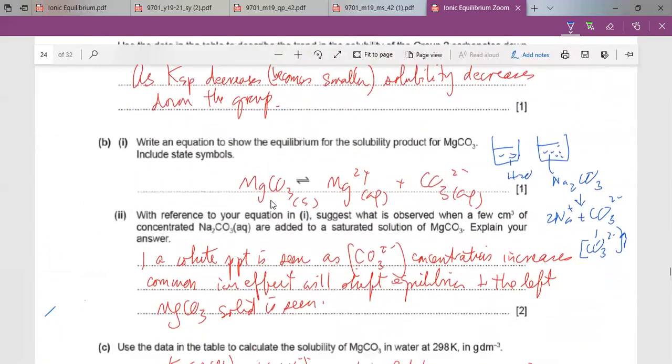So here, write an equation to show the equilibrium of the solubility product. Remember, an equation always starts with the substance, and on the right hand side are your ions. This one mark, isn't it crazy?